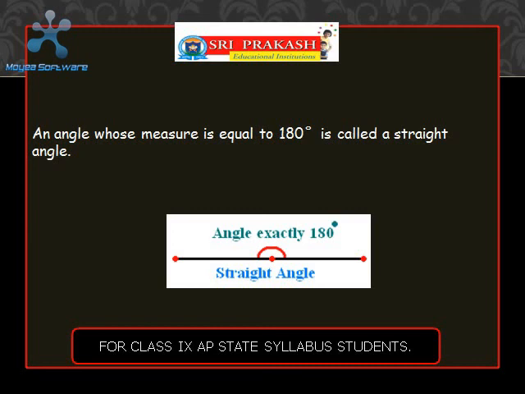What is a straight angle? An angle whose measure is equal to 180 degrees is called a straight angle. It is shown in the figure. Exactly, it is 180 degrees.